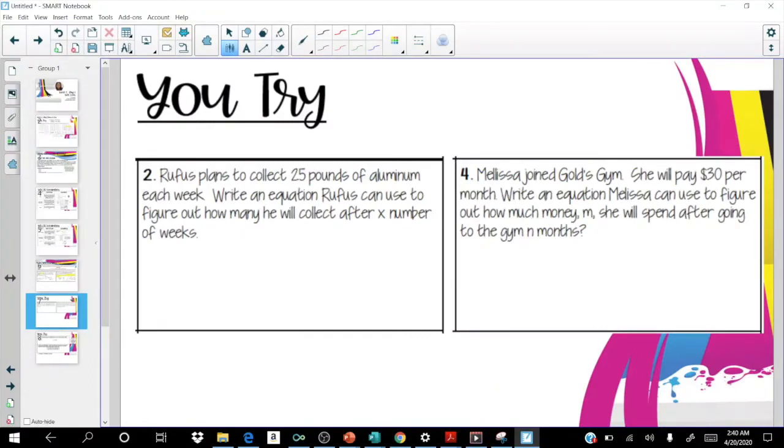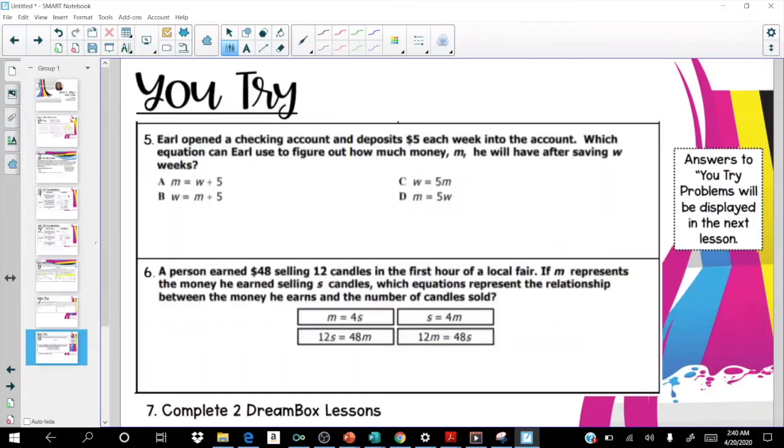Okay. So at this point, you are now going to attempt to solve the you try questions. There are 4 questions, and you should take about 10 to 15 minutes to solve them. When you are done solving those, you are going to head over to Clever and complete 2 DreamBox lessons. And the answers to the you try problems will be displayed in the next lesson.